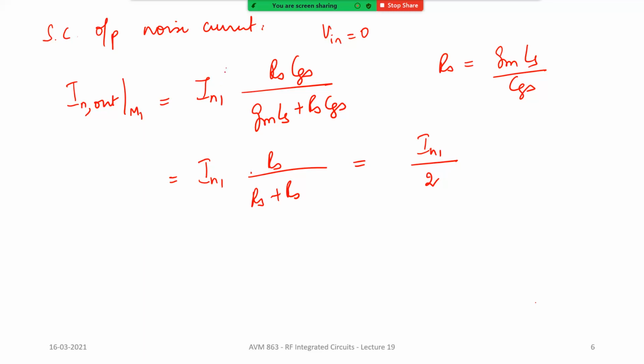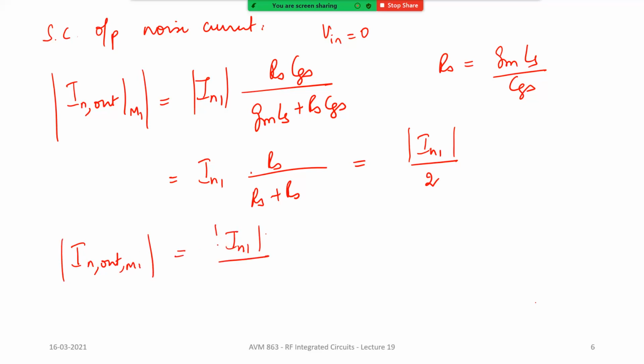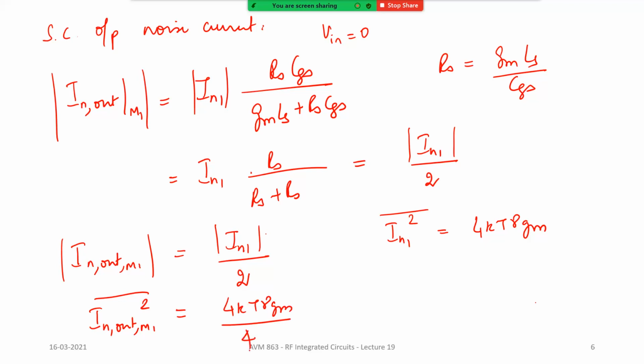In other words, let's just say these are all magnitude quantities. So the output noise current due to M1, the magnitude of it, is nothing but the actual magnitude. What is I N1? I N1 squared we know is 4 kT gamma Gm. So we can say that I N out due to M1 squared can be written as this divided by 4, 4 kT gamma Gm divided by 4, because the transfer function is divided by 2 and the whole thing is squared.